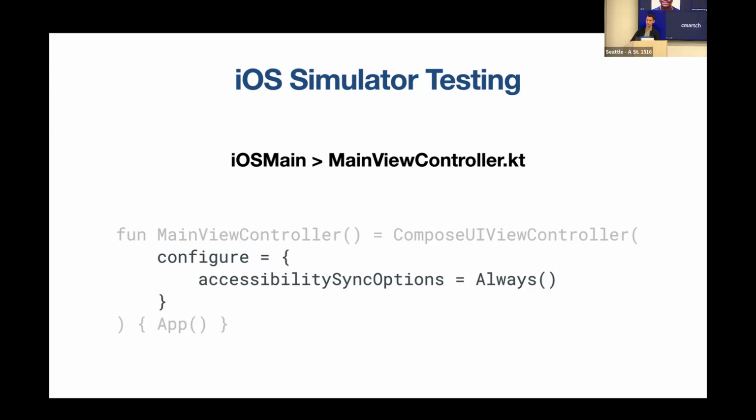If you were to use VoiceOver on an actual iOS device, you wouldn't need this setting, but for the simulator in a local development situation, setting this always property here for the accessibility sync options will ensure that the tree is updated when there's any UI state change, and you won't have a long overdue update to your assistive technology values.